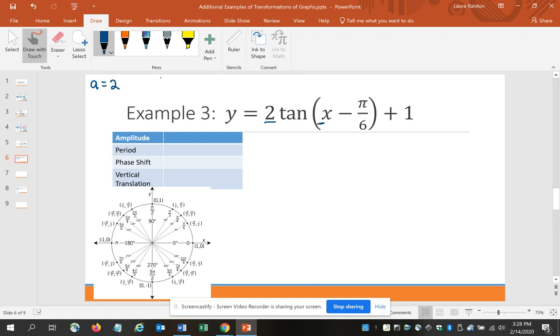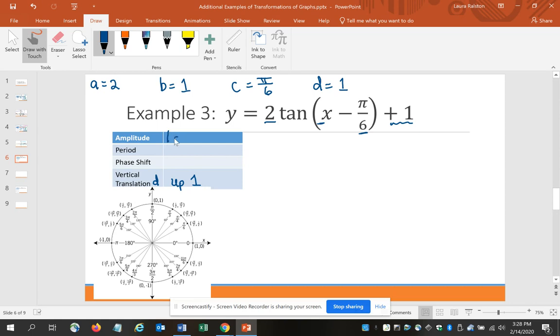B is the number in front of the x, which is an understood 1. C is the constant inside with the x, which in this case is pi sixth. And D is the number tagged at the end, which is plus 1. Okay, so that plus 1 tagged at the end, the D, tells us our vertical translation. So we want to shift the entire graph up 1 unit.